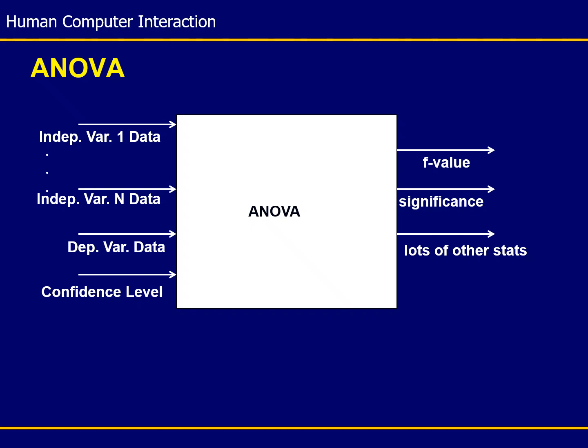Now, what is output from the ANOVA is similar to the t-test. We're looking for the significance, or the p-value. This is the probability of the null hypothesis. Okay? But things are a little bit complicated here. Let's see why.